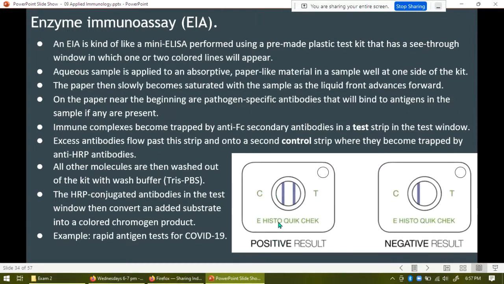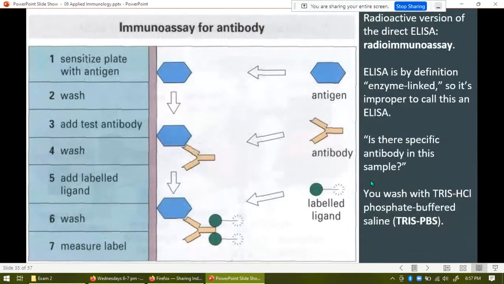So that is the EIA. I added that slide recently because Sanders talked about it, so he added it to the class. And then another variant of an ELISA is the radioimmunoassay, or the RIA.